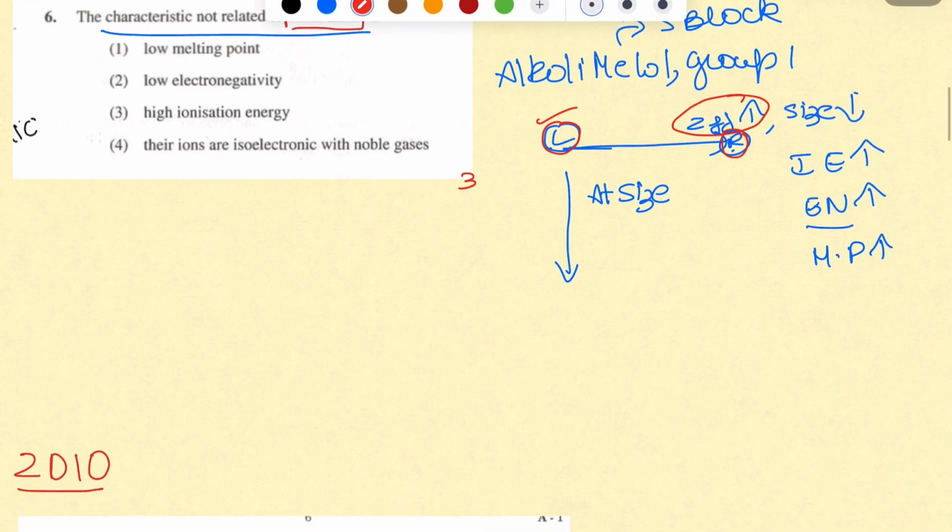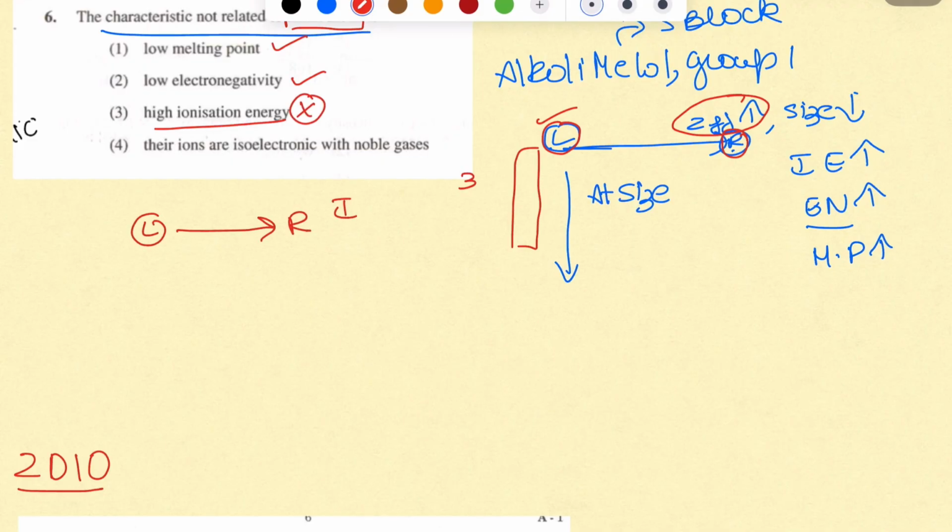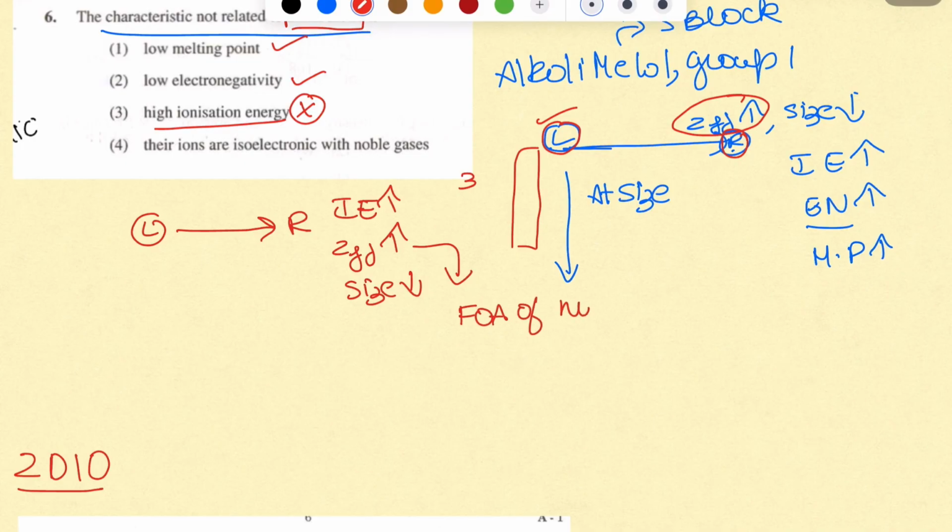Alkali metals are towards the left side of the periodic table. Does it have low melting point? Yes, it is right. It has low electronegativity. Yes, it's true. It has high ionization energy. This is wrong, because from left to right the ionization energy increases. Why? As Z effective increases and size decreases. Z effective is nothing but the force of attraction of the nucleus, also called effective nuclear charge.